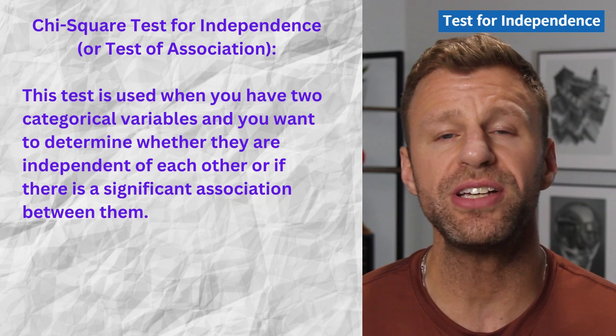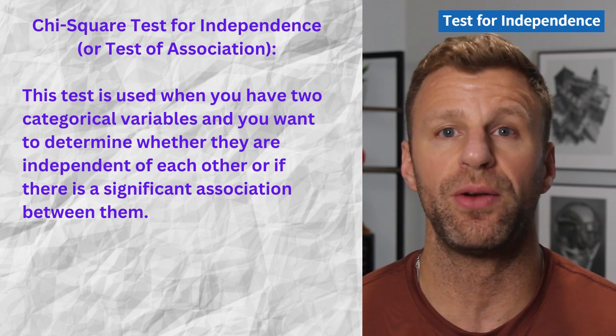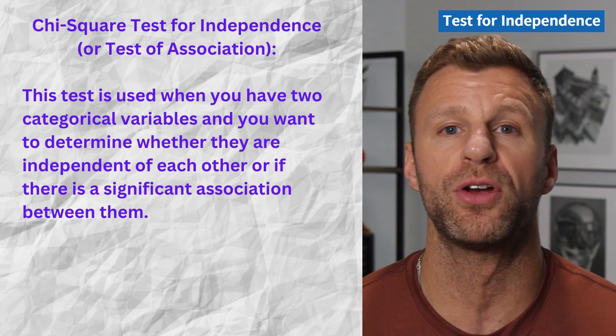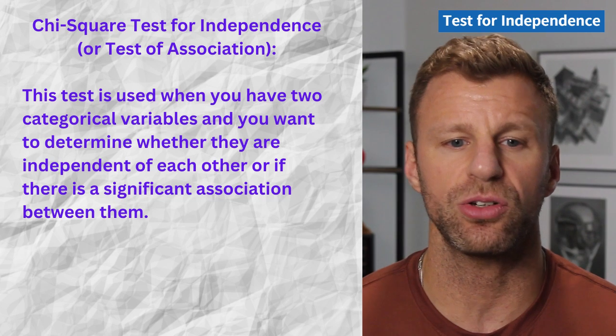The next type of chi-squared test is a chi-squared test for independence or a test for association. This test is used when you have 2 categorical variables and you want to determine if they are independent of each other or if there is a strong association between them. The basic process looks like this.